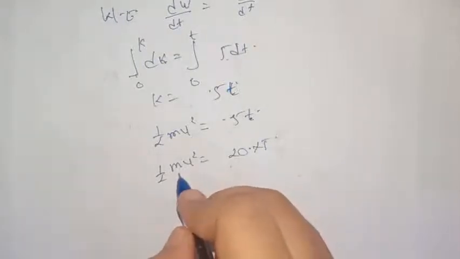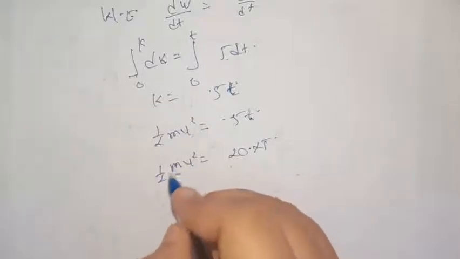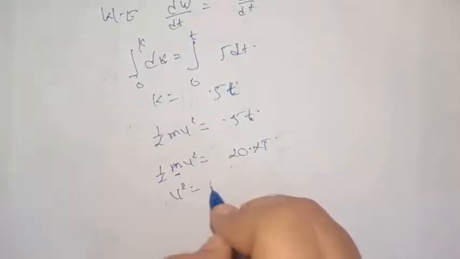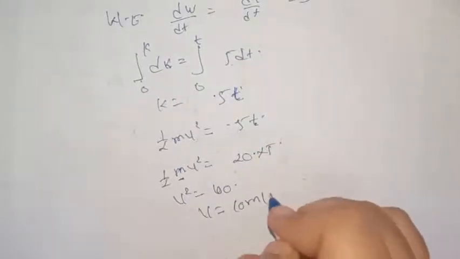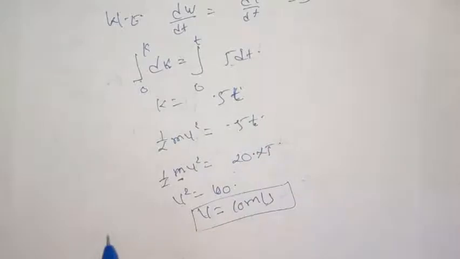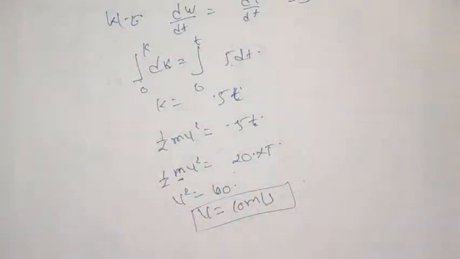Mass is given, 2 kg. So this 2 will get cancelled out. So V square is equal to 100 and V will be equal to 10 meter per second. So at the end of 20 seconds, the velocity of this piston will be 10 meter per second.